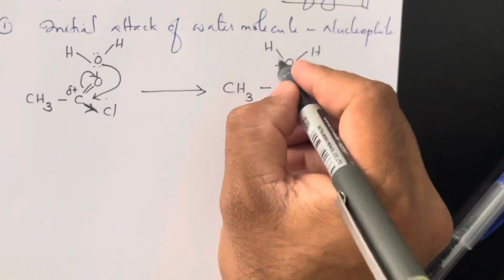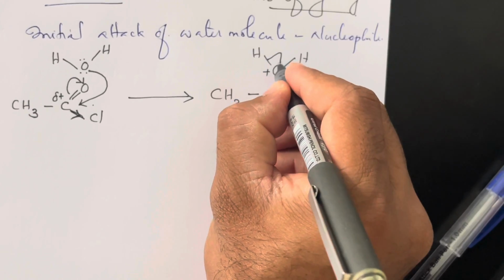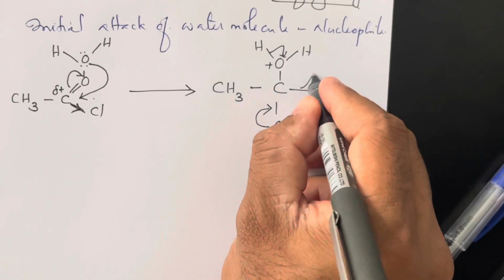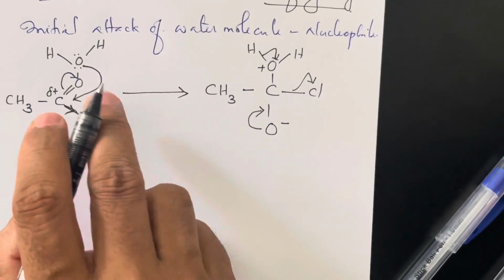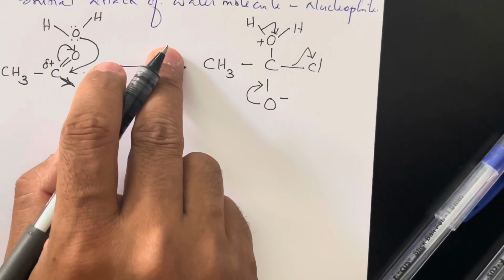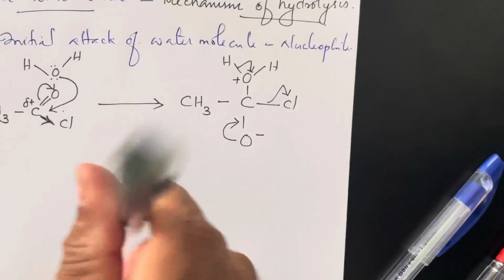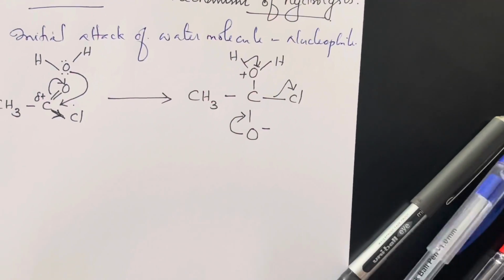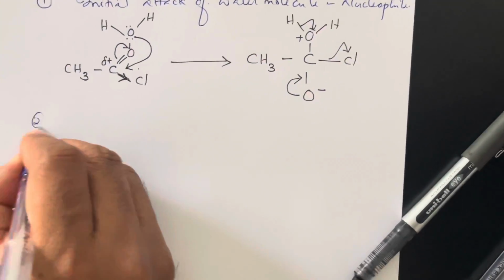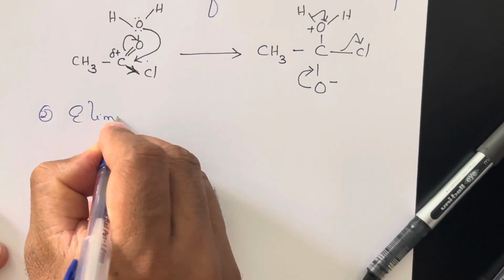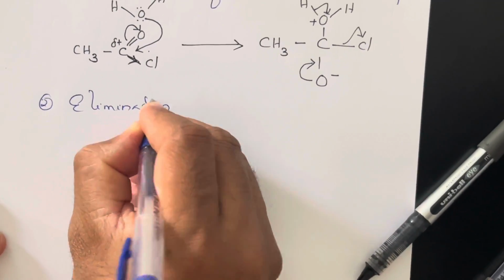This electron will be shifted here. The bond will come to this area. That chlorine will be dispatched. This is the first stage, the initial attack of the water molecule, that means attack by the nucleophile. In the second stage, elimination of small molecules takes place.